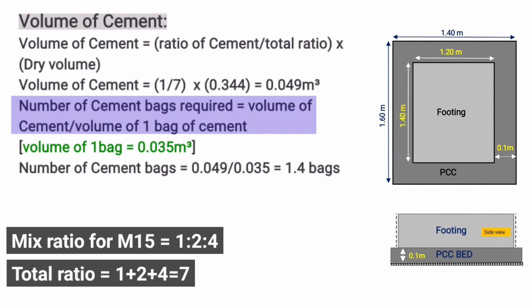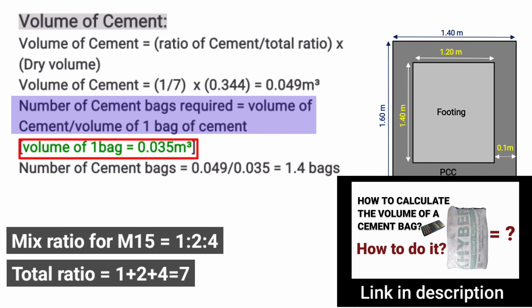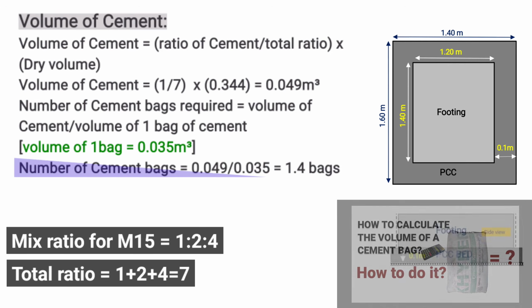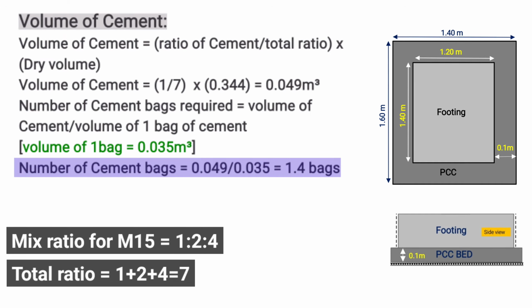Number of cement bags will be equal to volume of cement upon volume of 1 bag of cement. Volume of 1 bag of cement is 0.035 meter cube, which I have already calculated in my previous lectures. Number of cement bags will be equal to volume of cement, which is 0.049, upon volume of 1 bag of cement, which is 0.035, which will be equal to 1.4 bags.